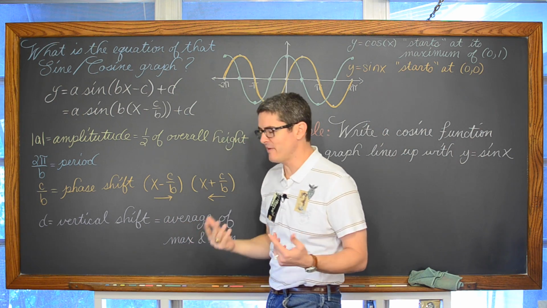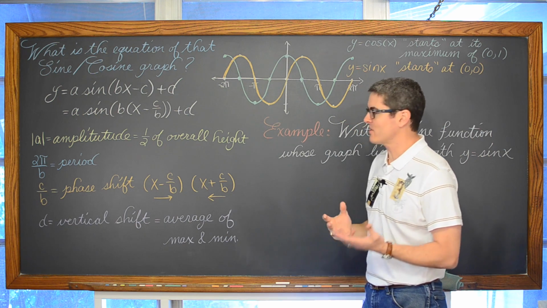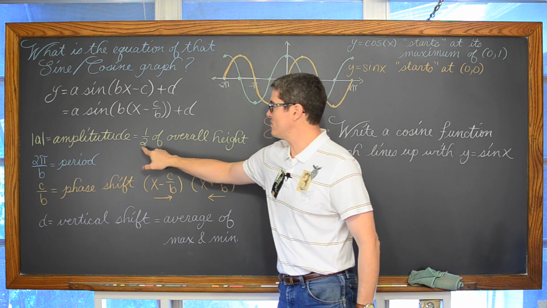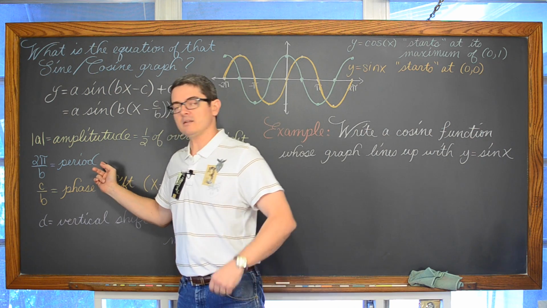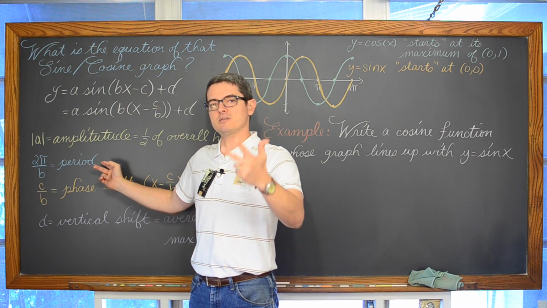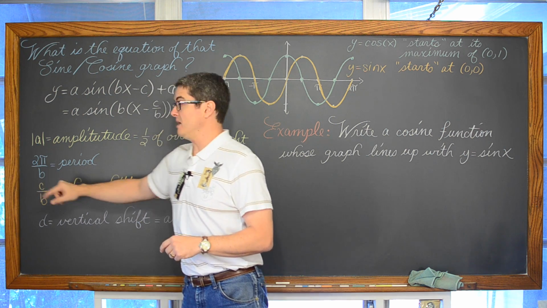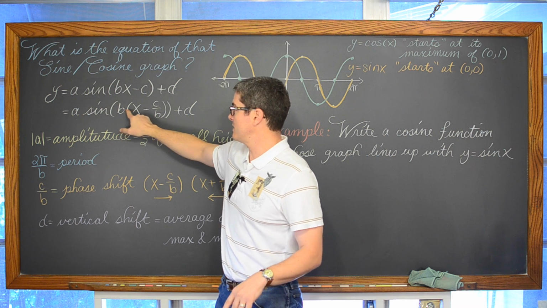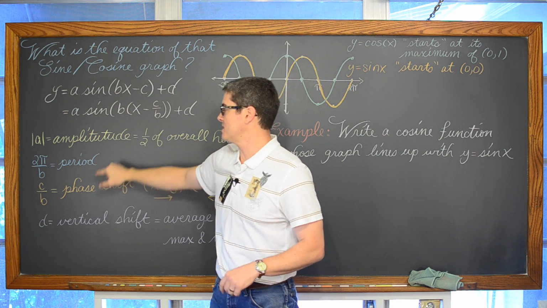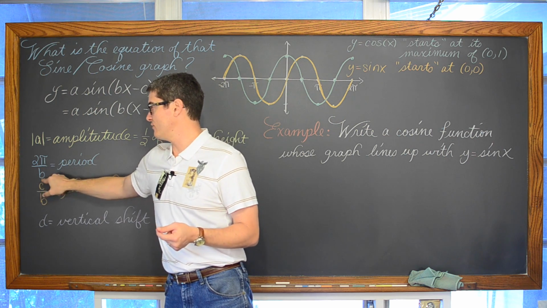The absolute value of A is the amplitude of your sine or cosine function, and it is equal to half of the overall height. The period, at least for sine, cosine, secant, and cosecant, is calculated by doing 2 pi over b, that coefficient of x that has been factored out and put in front of those parentheses. If you're talking about a tangent or cotangent graph, this would be pi over b.